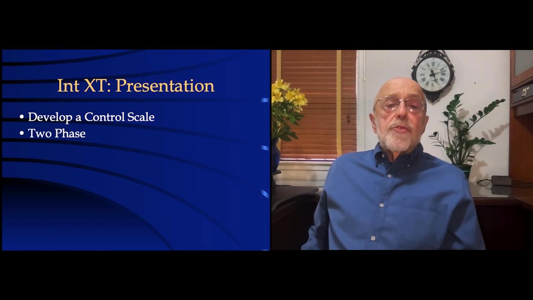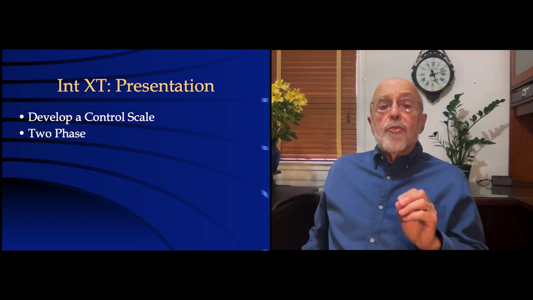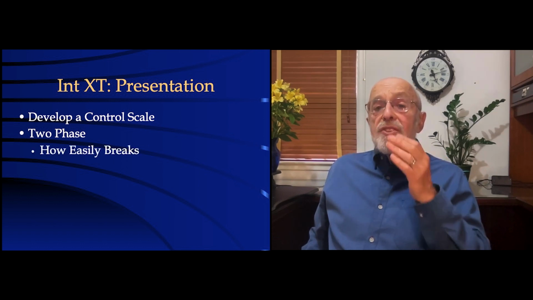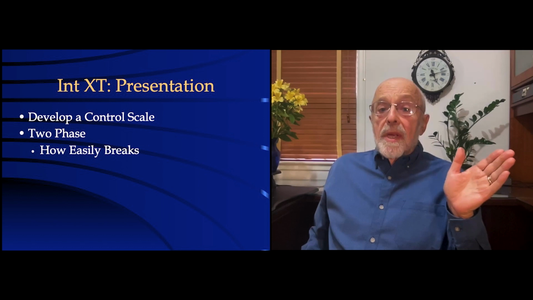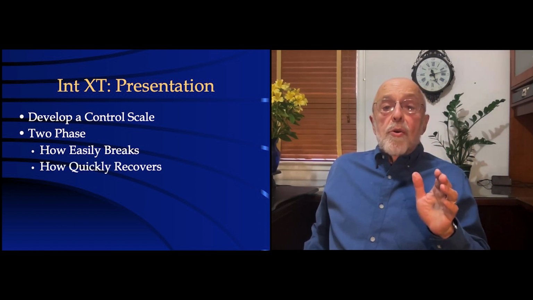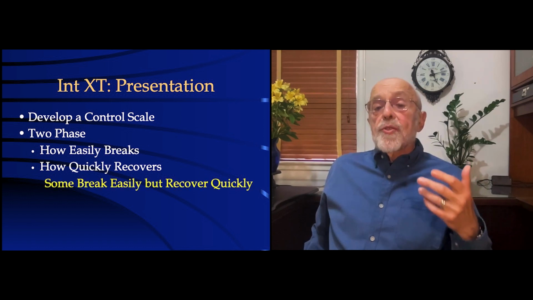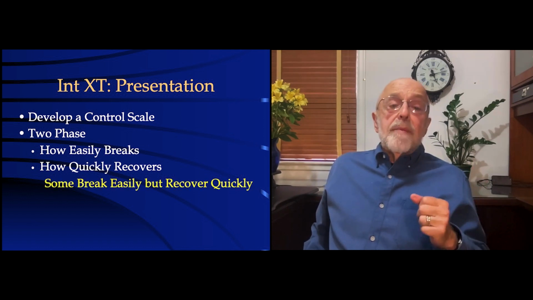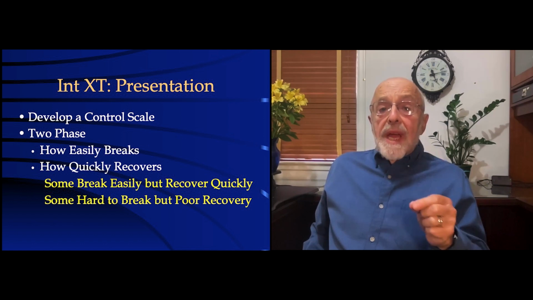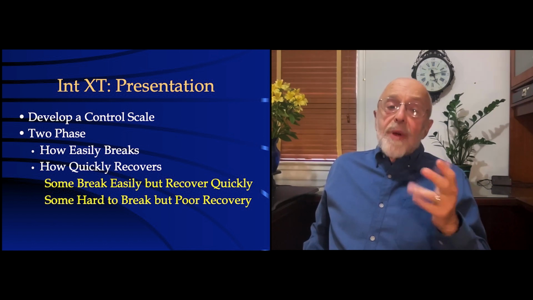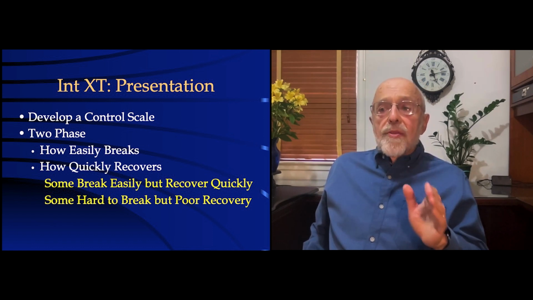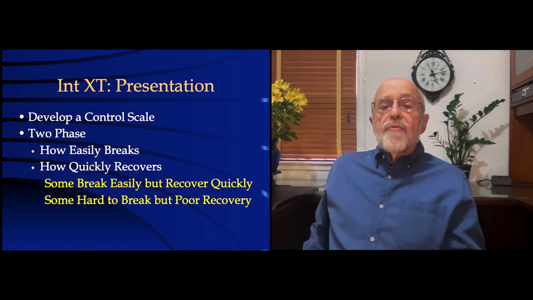Now, I personally use a two-phase control score. I assign two numbers for each patient. I assign one number for how easily they break control and a different one for how quickly they recover, because they don't always go hand in hand. Some patients break easily but recover quickly. Some are hard to break down, but once broken down, their recovery is poor. So I like to make note of both. It's not crucial that you do that, but I think it's important that you have some objective system for grading control.